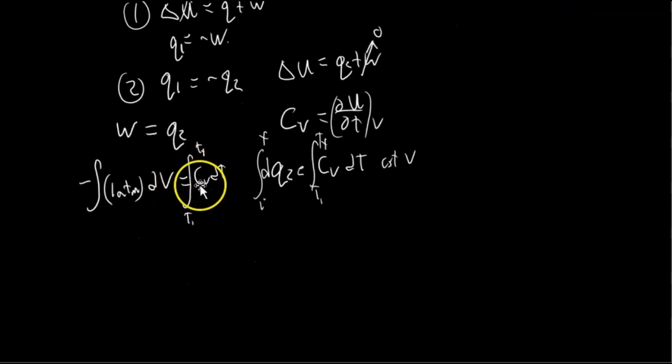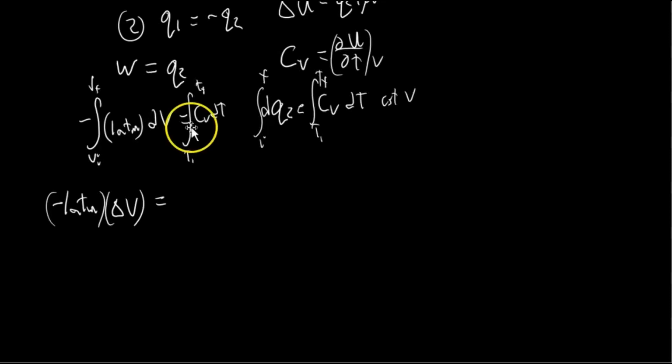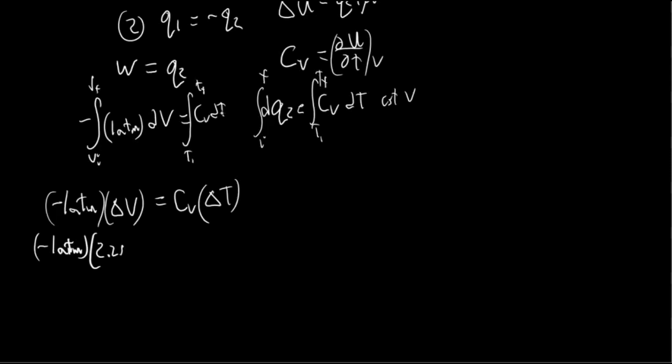Well, CV for an ideal gas is constant, so this pressure comes out of the integral, negative 1 atm. Oh, I should put my limits of integration, V1 to V final, negative 1 atm, and this just becomes delta V, equals the integral of this. CV is a constant for an ideal gas, and then we just have the integral of dT, which is literally just delta T. And from here, we can get the change in temperature. So negative 1 atm times V final minus V initial, 2.25 decimeters cubed was our V final, 0.75 decimeters cubed was our V initial, I believe.